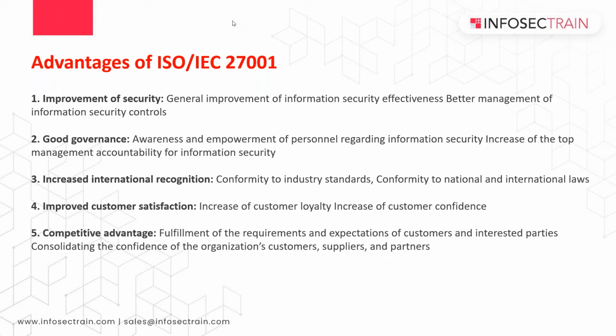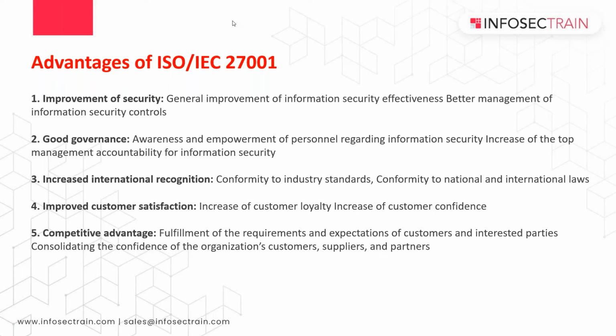Then we have the 27007 series, again a guidance standard, talking about system auditing. Then we have the 27006 series. This is your requirement standard. Now there is a difference between a guidance standard and a requirement standard. A guidance standard is something you can adopt. A requirement standard is a mandatory process.